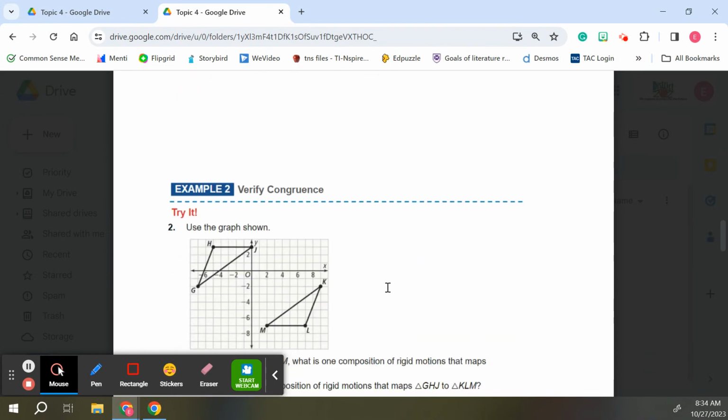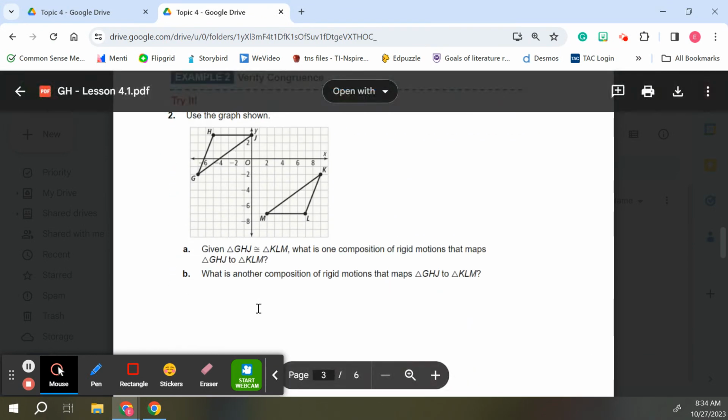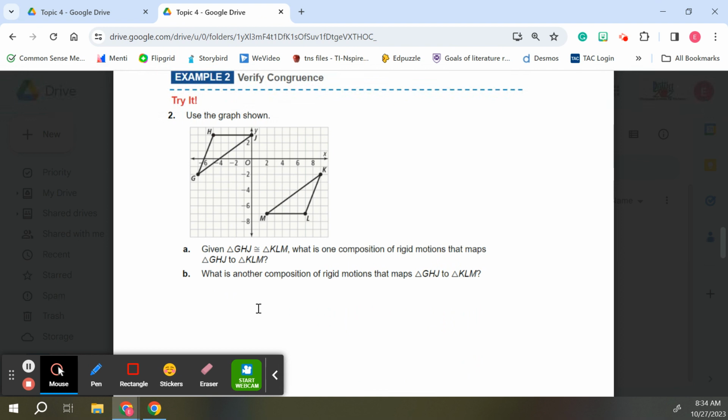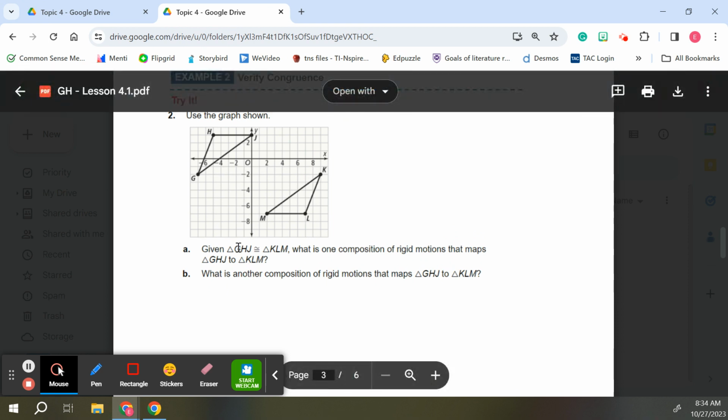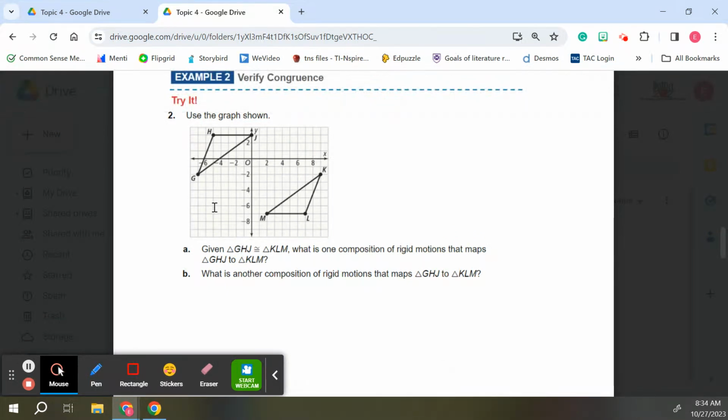So what I want you to do in example 2 is find a rigid motion. I want you guys to find one. We'll try it out, and then I'll give you another 2 just to give you examples. So see what you can do. Map GHJ onto KLM.